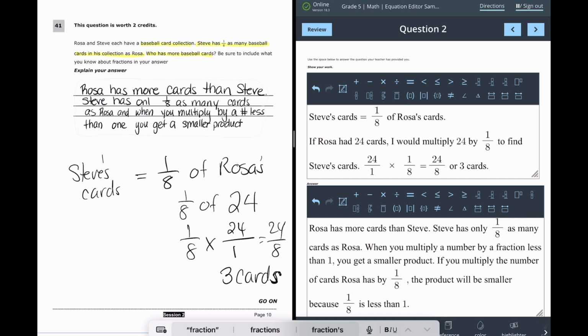Awesome. All right, so again, give yourself a point if you said Rosa has more cards. You get 1 point for that. And then you also get a point if you can explain how you know that's true. Okay, so give yourself either 0, 1, or 2 points.